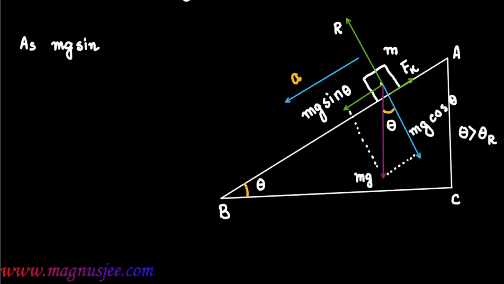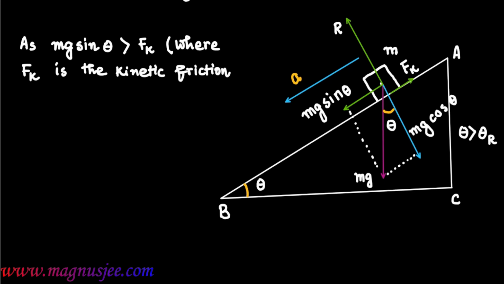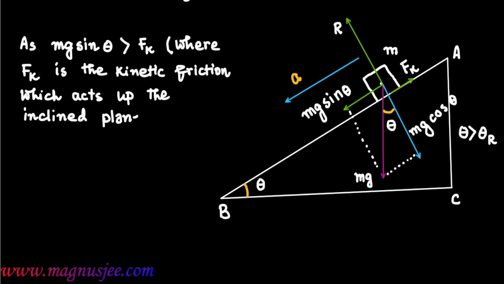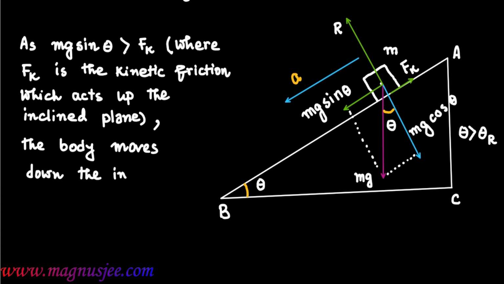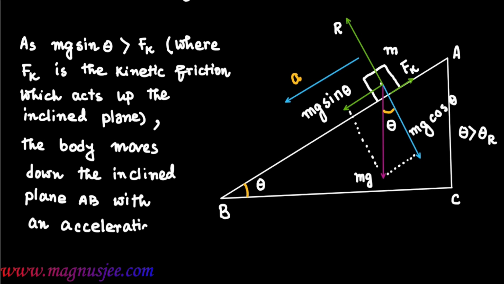As mg sin theta is greater than the kinetic friction Fk, where Fk is the kinetic friction which acts on the surface in contact of the body with the rough inclined plane, up the inclined plane, the body of mass m moves down the inclined plane AB with an acceleration a due to the resultant force mg sin theta minus Fk.